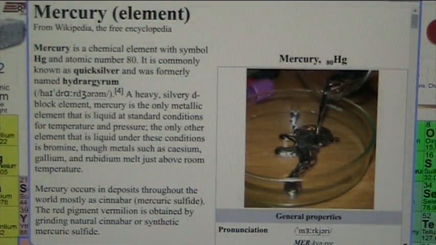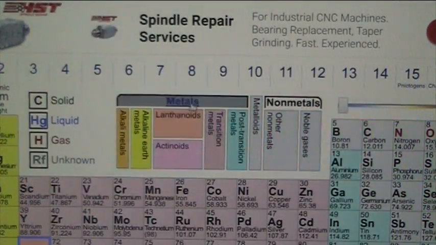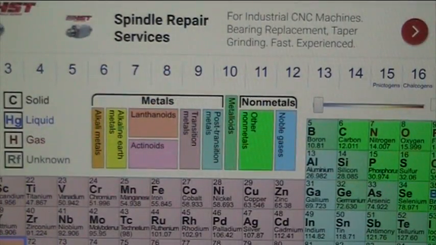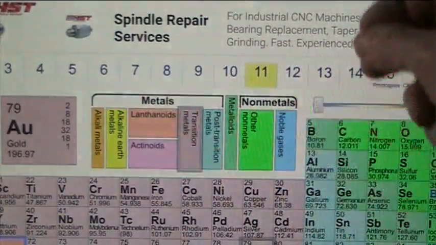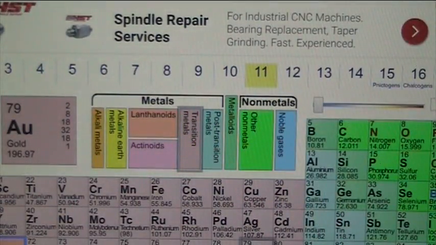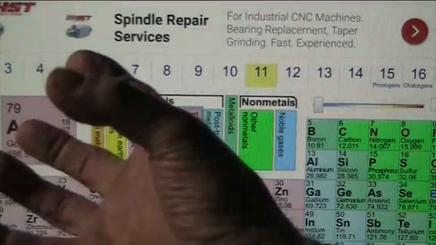Anyway, that's mercury. Now, let's go back out to the periodic chart. If you understand chemistry, and you really should, it's not that hard. They make it sound hard in school, but it's not hard. Here's gold right here. You see that? Now, what's the difference between all of these? It just means you put another block, another block, another block. You're adding another nuclear particle to each one of these. And as you do that, they grow and grow in size.